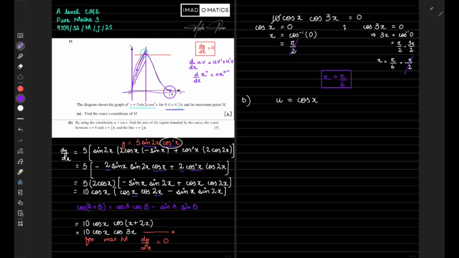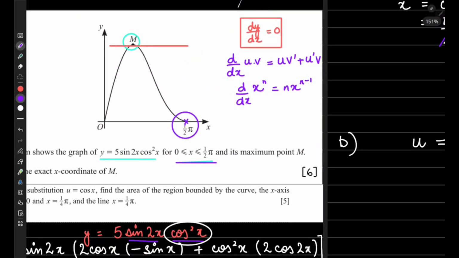They are talking about pi by 4, and this is pi by 6, so it must be somewhere before. Pi by 6 is 30 degrees, so pi by 4 must be somewhere ahead of it. So we need the area of this region. Let me write it more clearly: under the curve, between the x-axis, x equals 0 and x equals pi by 4. Let's say this is pi by 4 and this is pi by 6. So we need the area of this region.